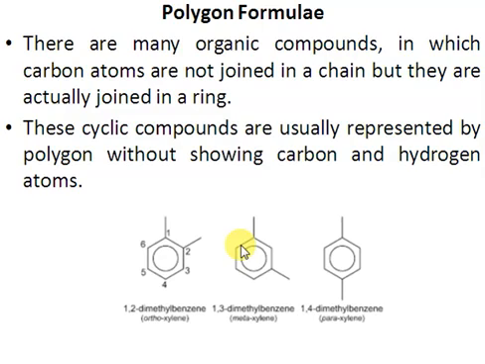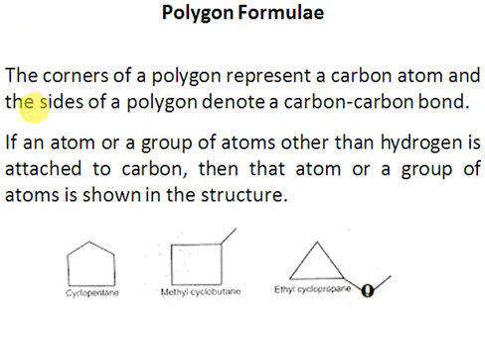So these are Polygon formulas for different isomers of disubstituted benzene. So this is 1,2-dimethylbenzene, 1,3-dimethylbenzene, 1,4-dimethylbenzene, etc., right? Here we have some other examples of the Polygon formula, right? In Polygon formula, these are the coordinates of the polygon, and they represent carbon, right?